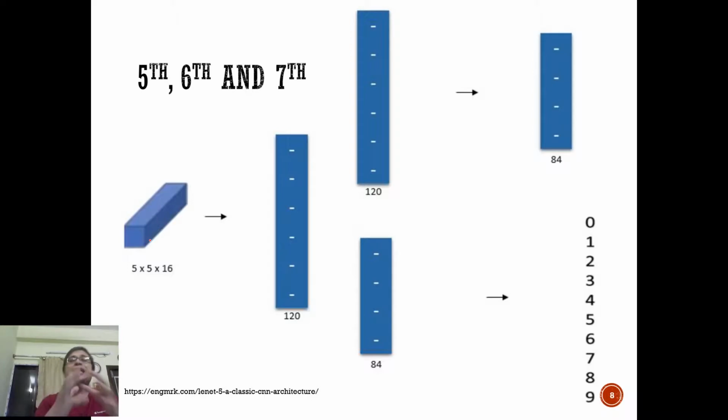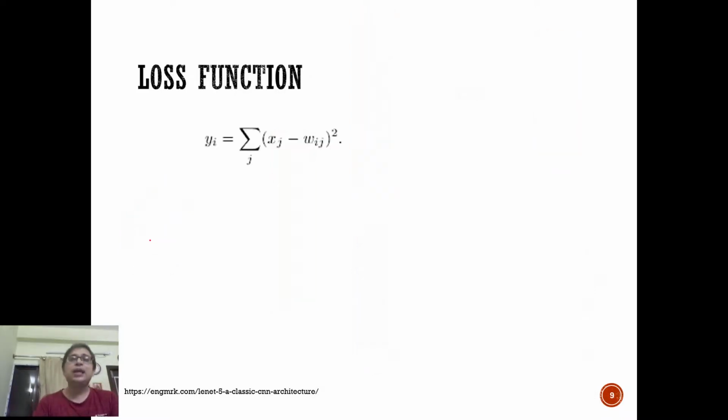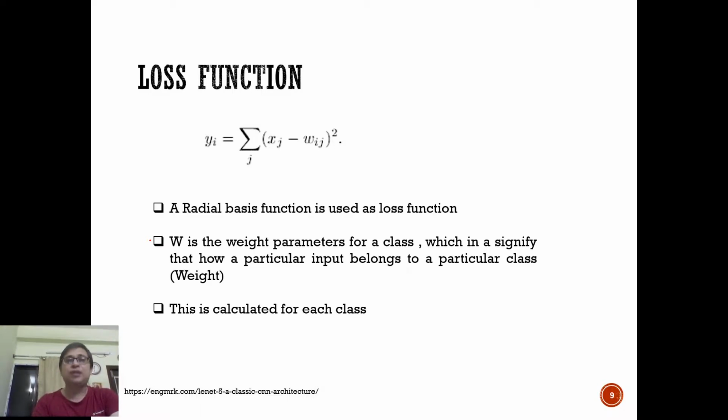Okay, so this completes the architectural points that a CNN has. Now, there was a difference in the loss function. It was not a typical softmax function, but a radial basis function that was used. Let me quickly explain what this is.